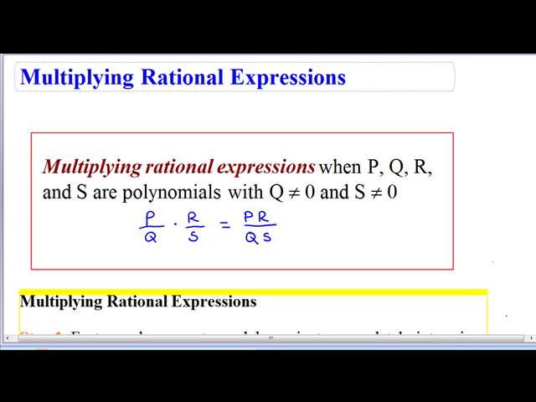In this video, we're going to learn how to multiply a rational expression. And to do that, we're going to use this principle where P, Q, R, and S are polynomials, with Q not equal to 0 and S not equal to 0. So if we have two expressions, P over Q times R over S, we can multiply them by taking P times R over Q times S.